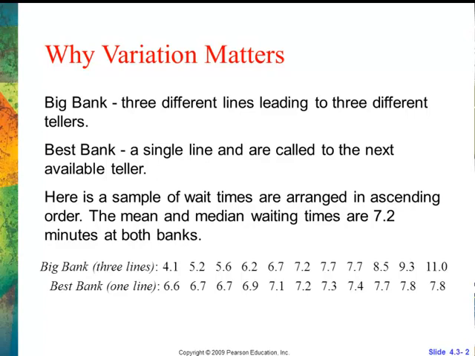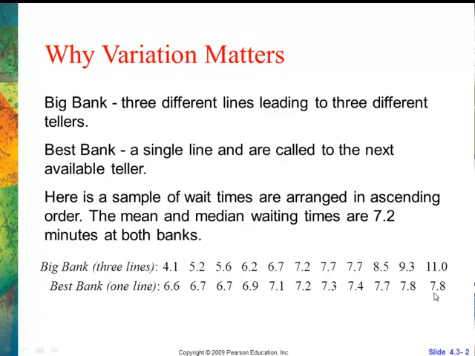What they calculated here is they gave you a sample of wait times for Big Bank and for Best Bank. And we see that the mean and median are both 7.2 for both banks. So you're like, well, great, the average wait time is exactly the same. Unfortunately, at Big Bank, you have some people who are waiting 11 minutes, and some people who only take 4 minutes. Whereas at Best Bank, it goes from 6.6 to 7.8.